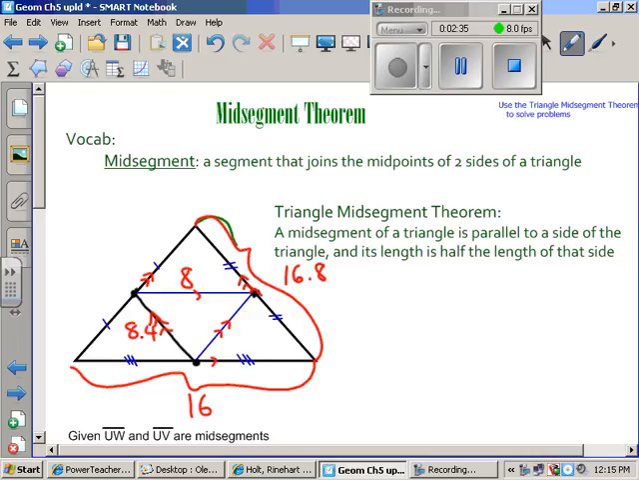And since, what are all these three points called? Midpoints. Since they're midpoints, if this whole thing's 16, how much is this? 8. From here to there would be 8, and from there to there would also be 8. Good. Right? Same thing from here to here would be 8.4. From there to there, also 8.4. Okay? All right.